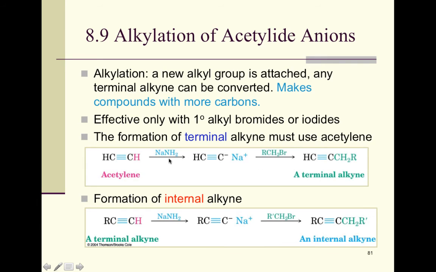This first step here is forming our acetylide anion. The second step is adding whatever carbons I have here. Again, this must be a primary alkyl bromide or iodide in order for this to happen. Same thing on this reaction. You can see the same thing happening here. The biggest difference is if you want a terminal alkyne, then you're going to go ahead and use acetylene as your starting material. And in this case, we can use a terminal alkyne, and our acetylide anion will have more R groups on it than we had in the other group, and we can make an internal alkyne. And this guy here has to be primary.